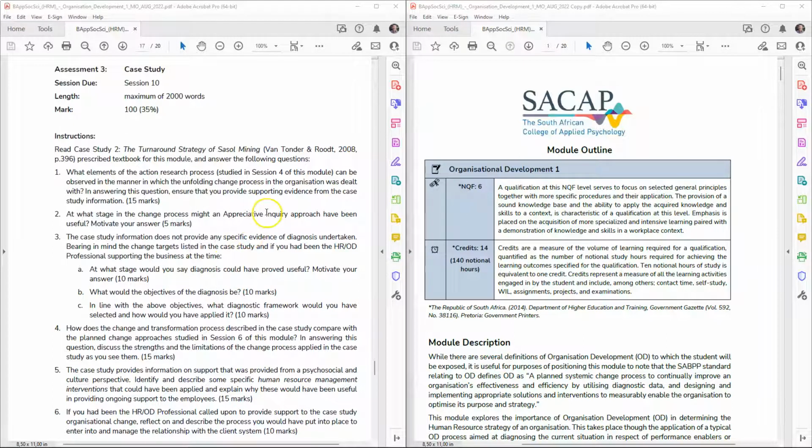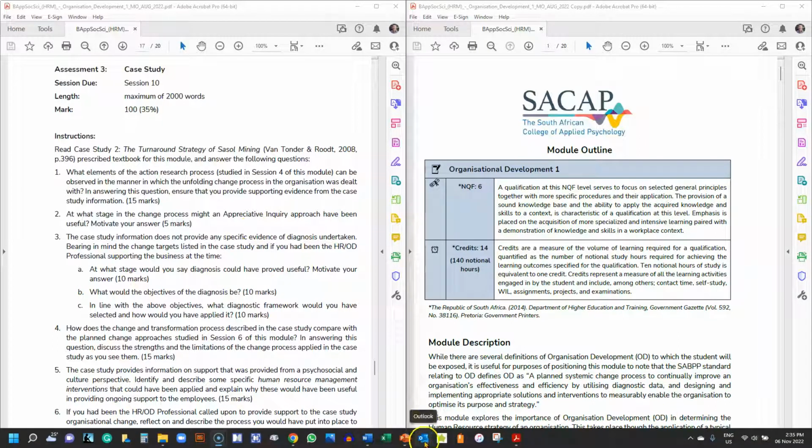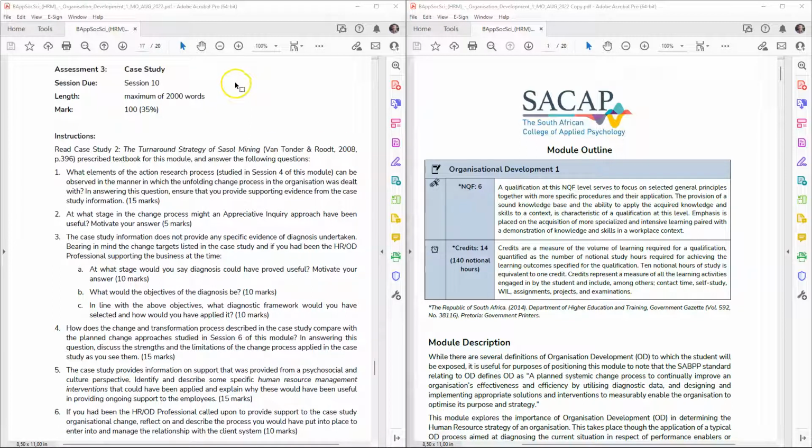So the third assessment is a case study, as indicated here in the left panel, and it is due, I think, on the 14th of November, which should be next Monday, not tomorrow, the next Monday.